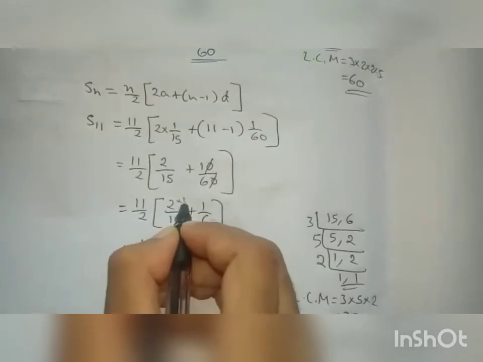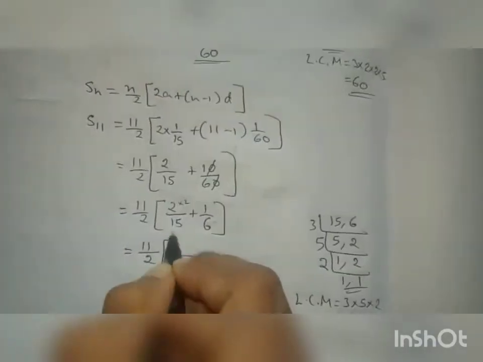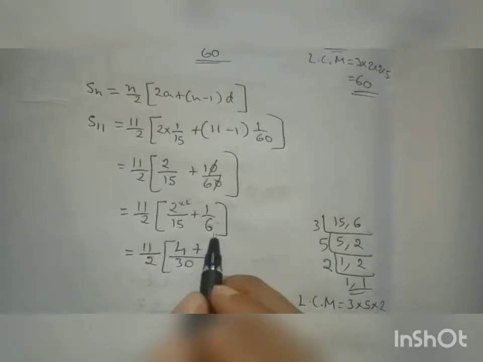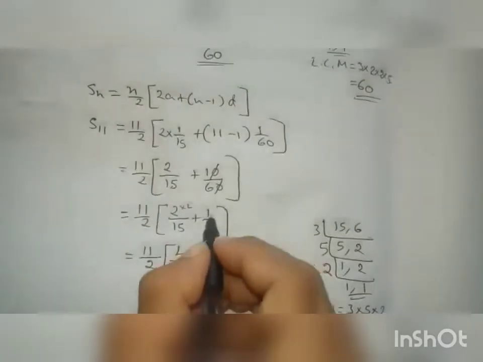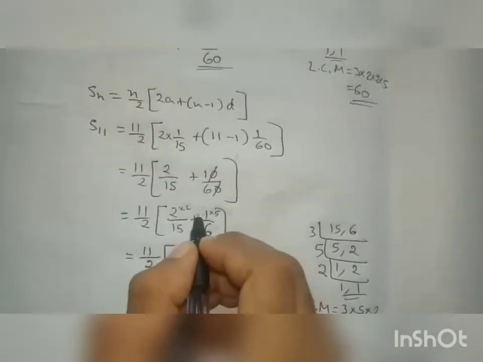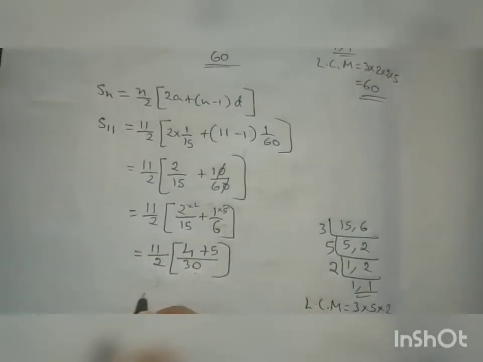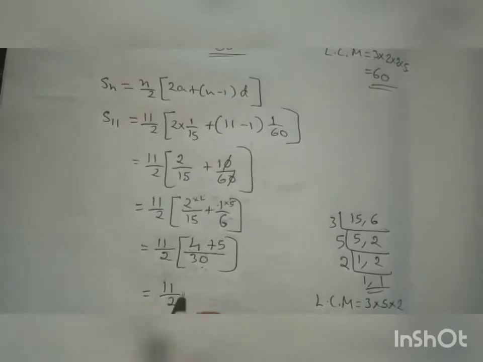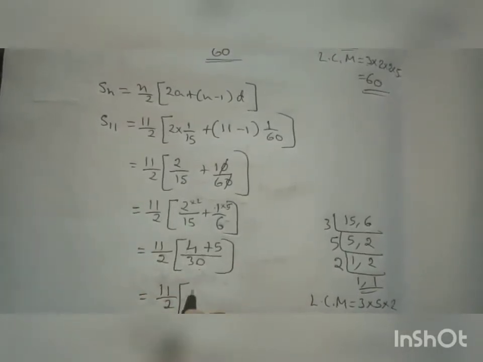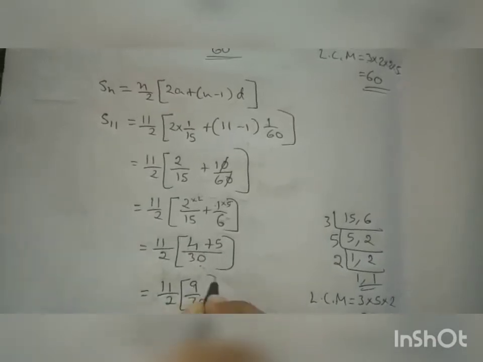That 2 you have to multiply to the numerator and write 2 2s are 4, plus 6. How much is 6 5s? 30, right? Multiply that 5 to the numerator and write 5 1s are 5. Next, 11 by 2, here 5 plus 4 or 4 plus 5 is 9 by 30.